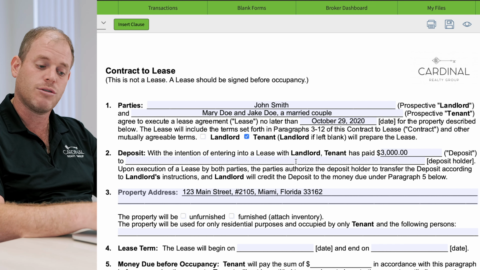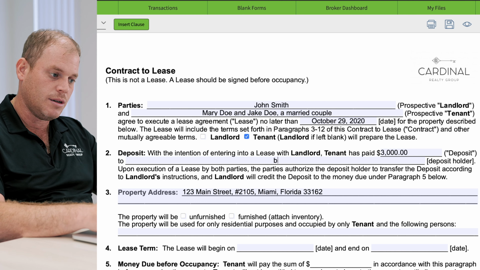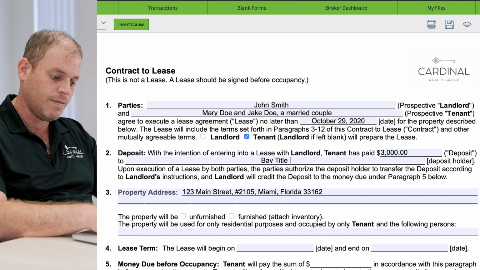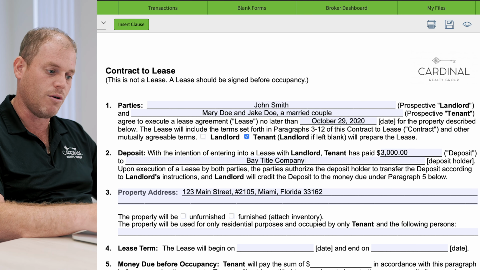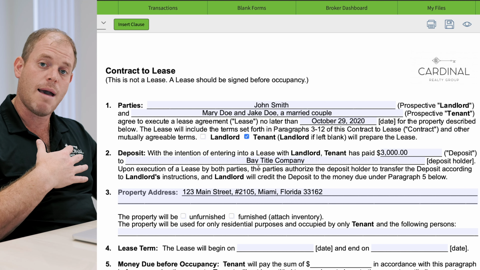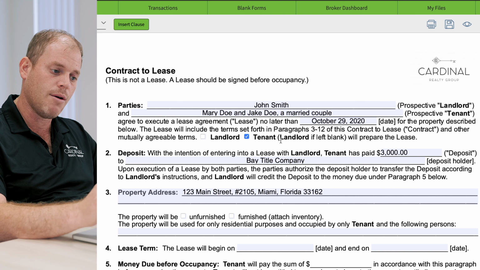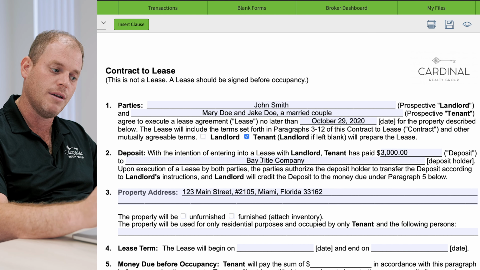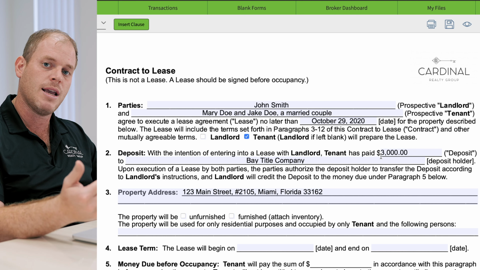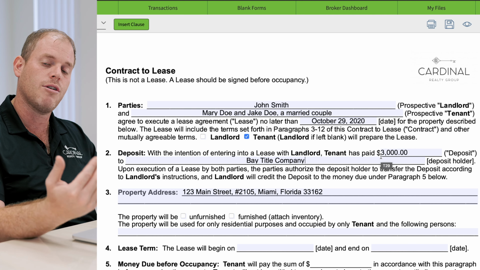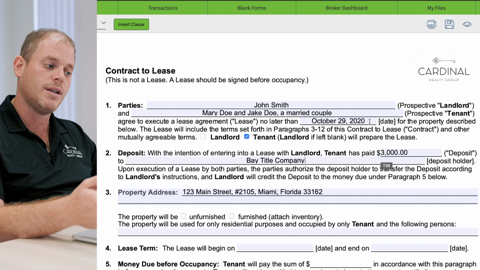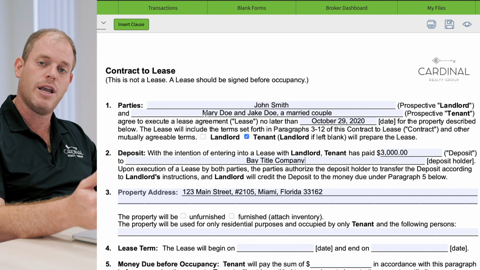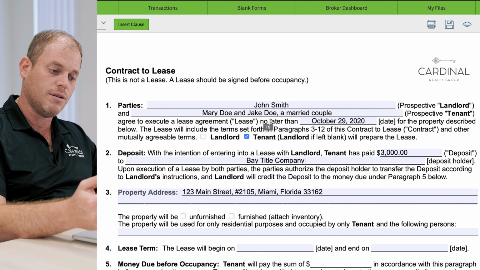And actually the escrow company that I happen to use is Bay Title Company, and they're located in North Miami Beach, Florida, where I happen to work. So I will place $3,000 and we will hold it with Bay Title Company. We will get a letter from Bay Title Company saying that they are currently holding the $3,000 deposit for our tenants, Mary Doe and Jake Doe, a married couple. Okay?